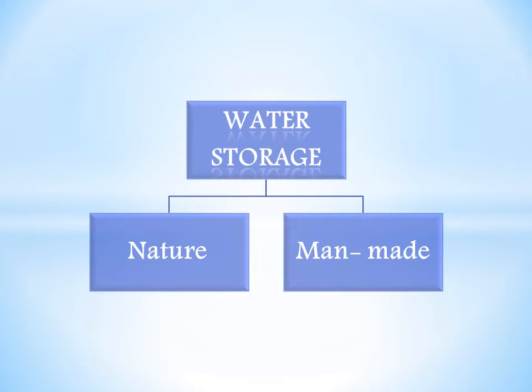We have two types of water storage. Natural storage, for example, rivers or lakes, and human-made storage, made by human beings, for example, dams. So, there are two types of raw water storage: natural storage in the form of rivers and lakes, and man-made storage in the form of dams.